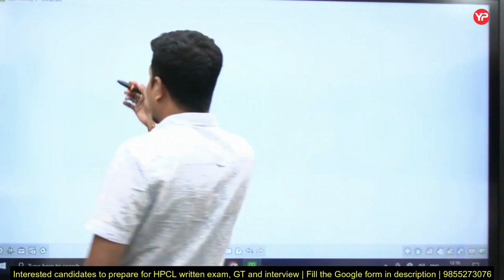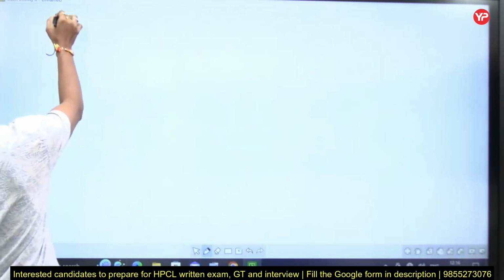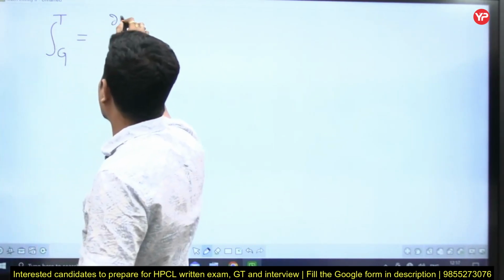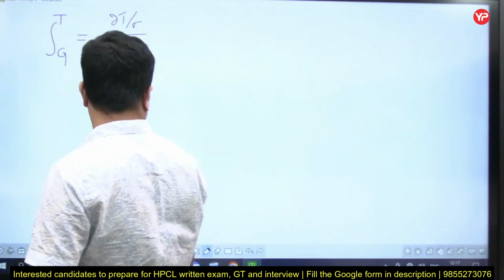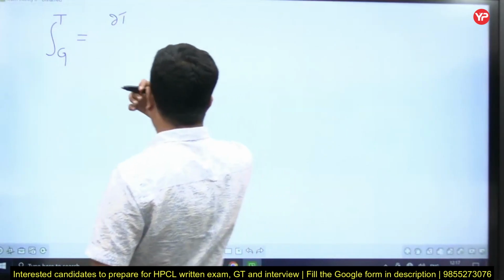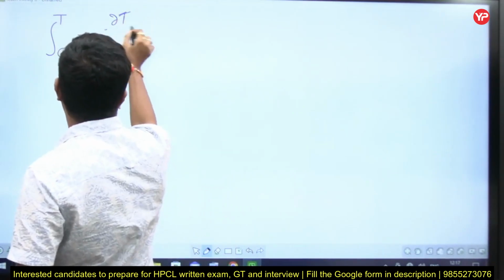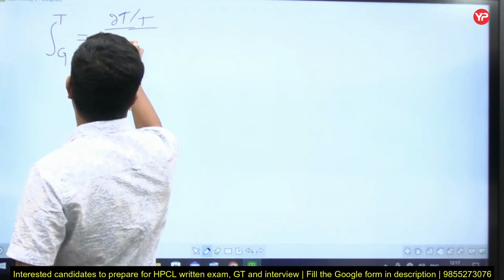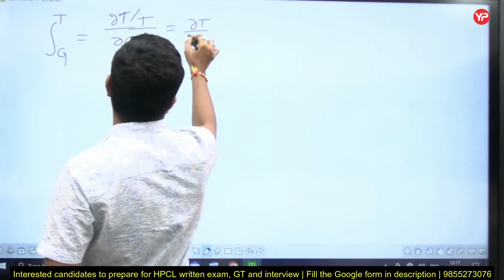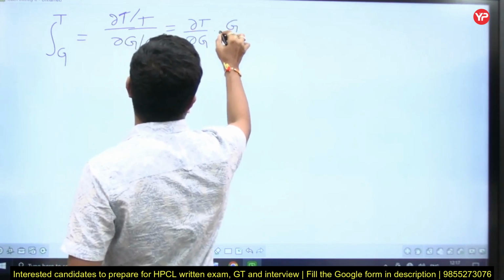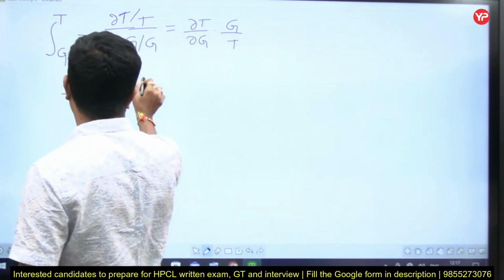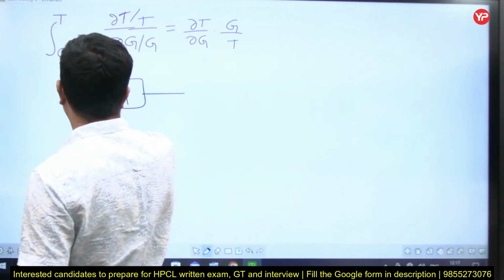Okay, only the formula part I will be taking. Sensitivity of anything with respect to any variable is equal to, the formula is ∂T/T by ∂G/G, that is ∂T/∂G into G/T. If it is an open loop system, I have only G, no H, nothing.